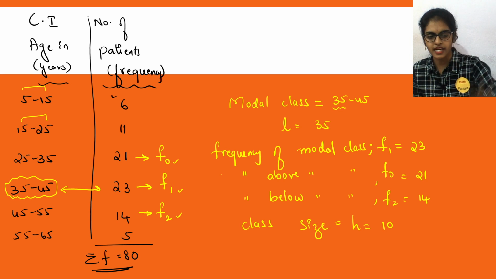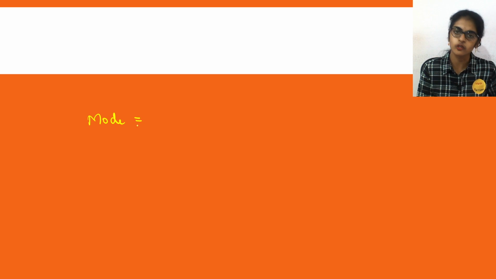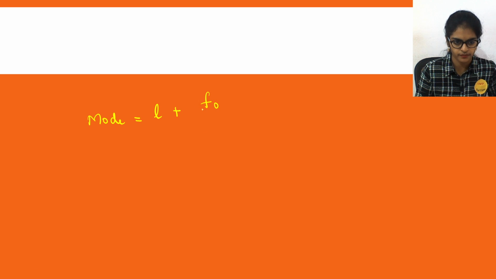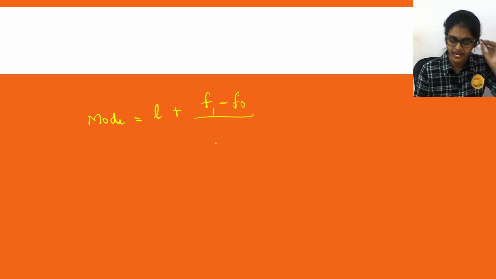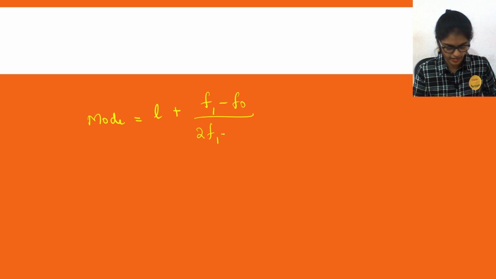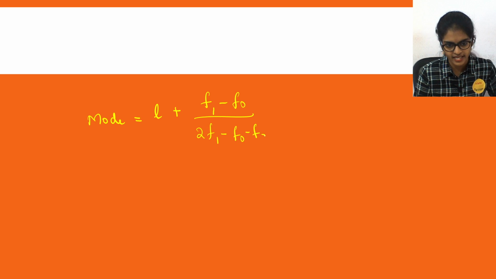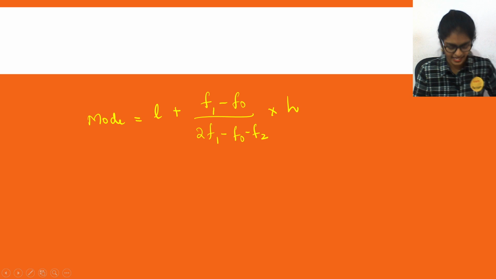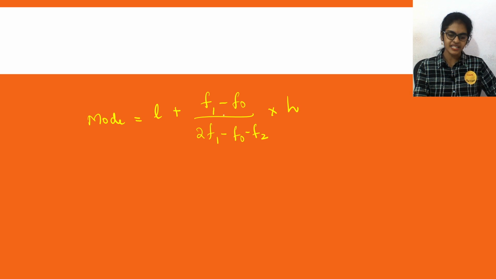Now what is the formula? Now we have picked out all the values. Now we are just going to substitute in the formula. Okay, so mode of any given grouped data formula is L plus (F1 minus F0) divided by (2 times F1 minus F0 minus F2), multiplied by H. This is the formula. L plus (F1 minus F0) divided by (2 F1 minus F0 minus F2) multiplied by H.